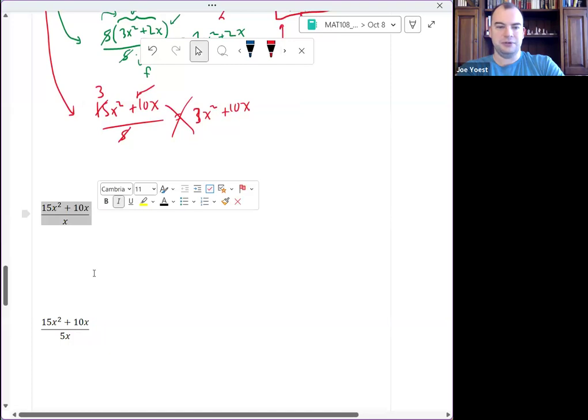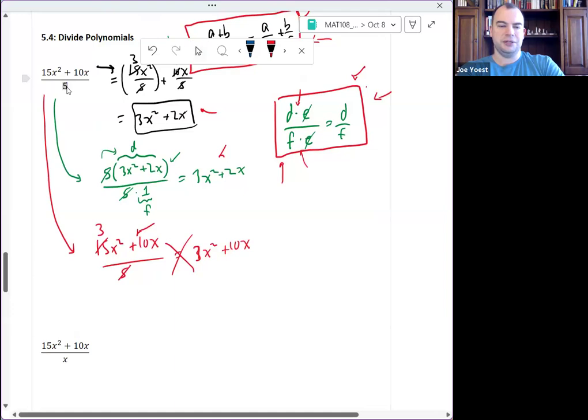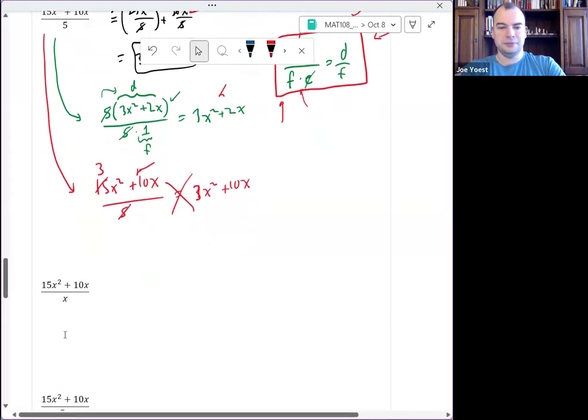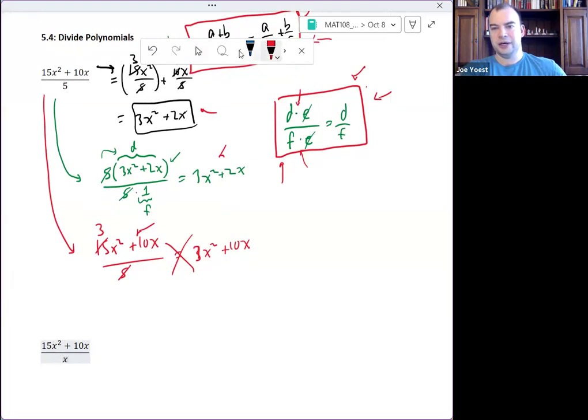So what about something like this, 15x squared plus 10x over x? Instead of a denominator being just a number like 5, it's x, a variable, but again, very qualitatively similar. The number 5 we can really think of as a monomial, as a polynomial with one term. It's kind of just a number, but if we really wanted to, we could think of it as just a constant term monomial. Well, this is just a monomial that has the variable term. We can approach it the exact same way.